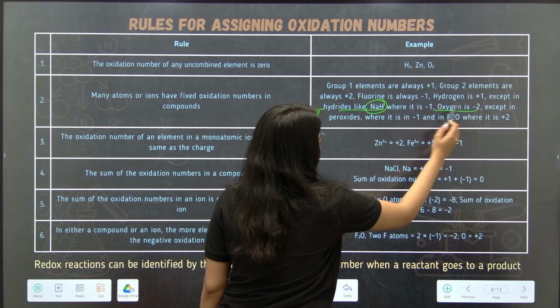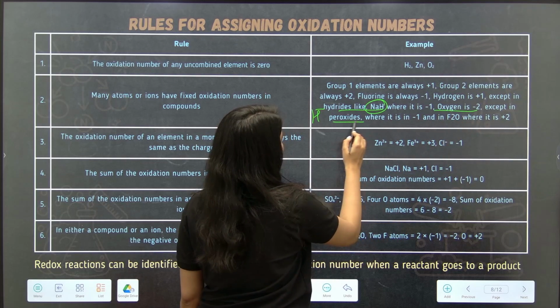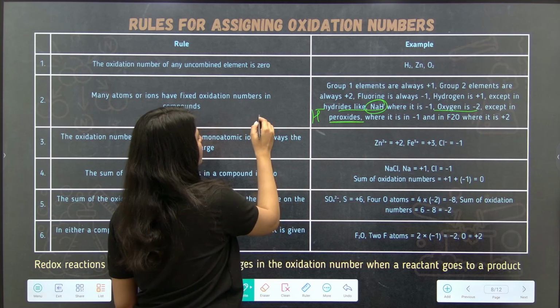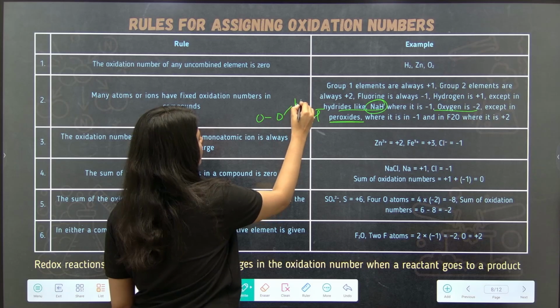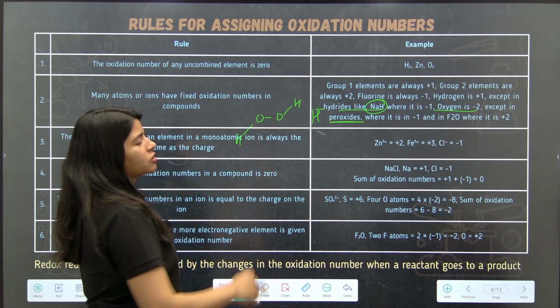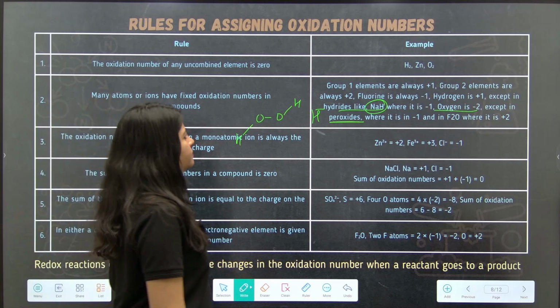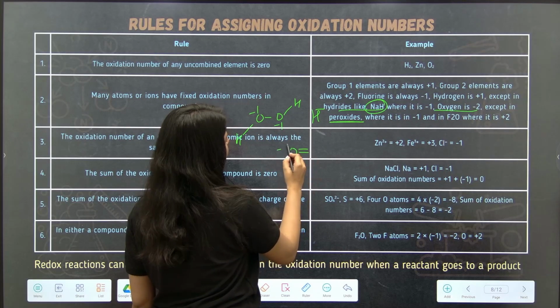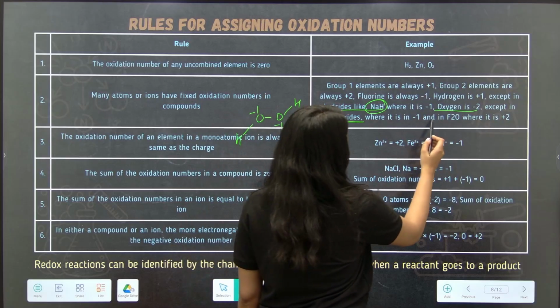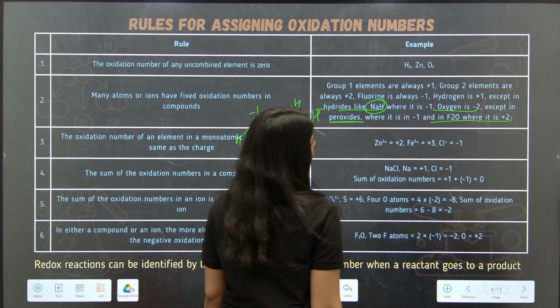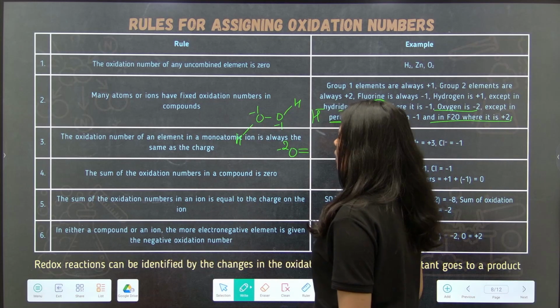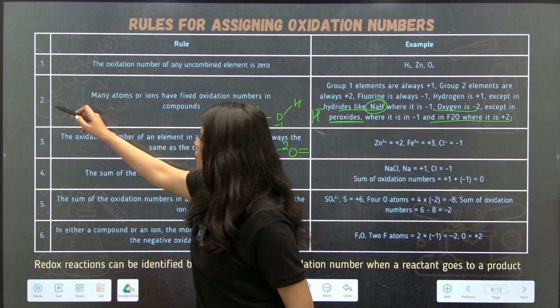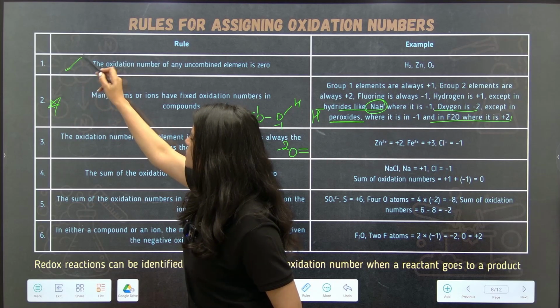Oxygen is minus 2, we know, except in peroxide. What is peroxide? This is peroxide, where oxygen and oxygen are bonded with a single bond. Here the oxidation state is minus 1. But if it is bonded like this, then it is minus 2. And in F2O it is plus 2. Now, these were some exceptions, so you should know this. This is important, this is basic.